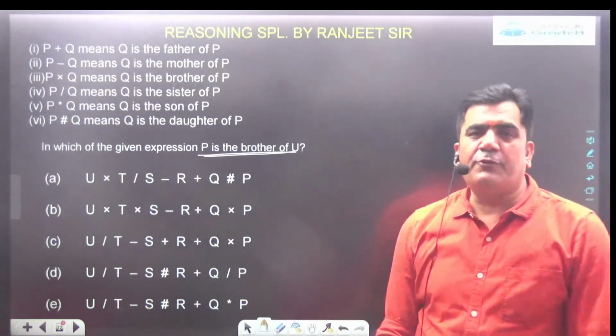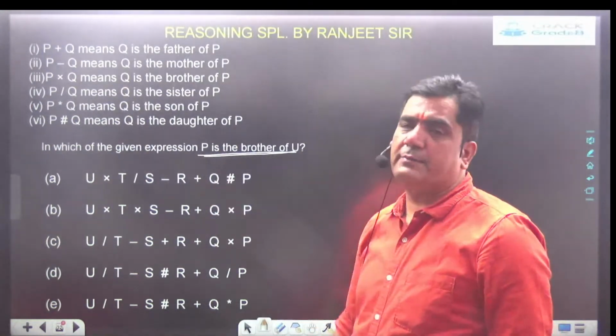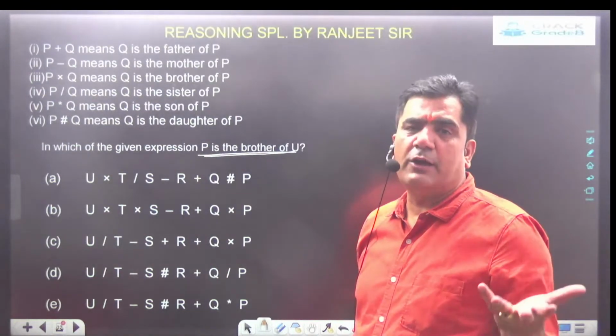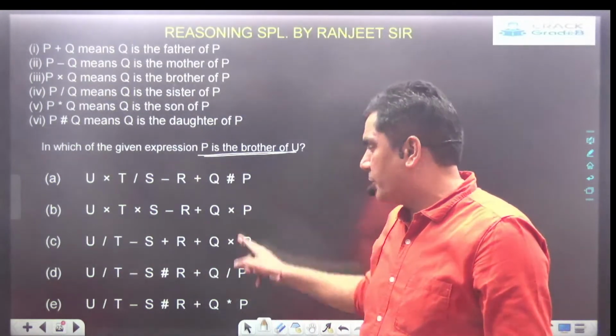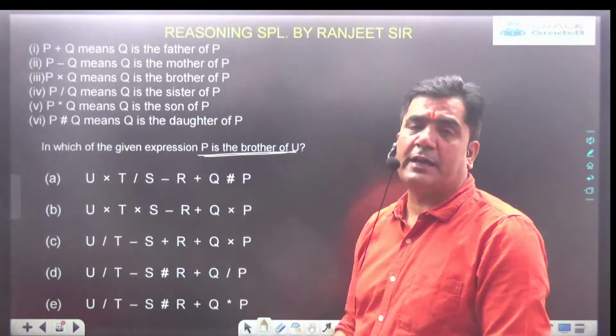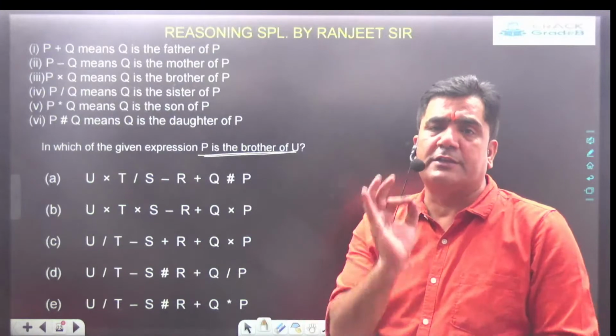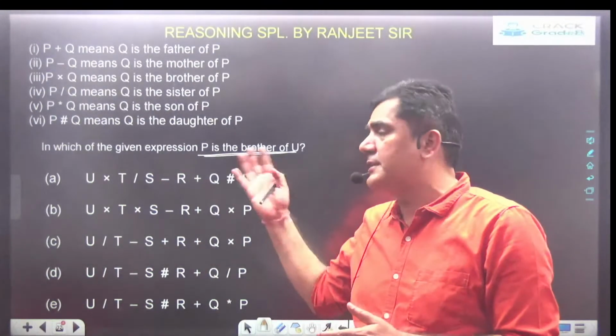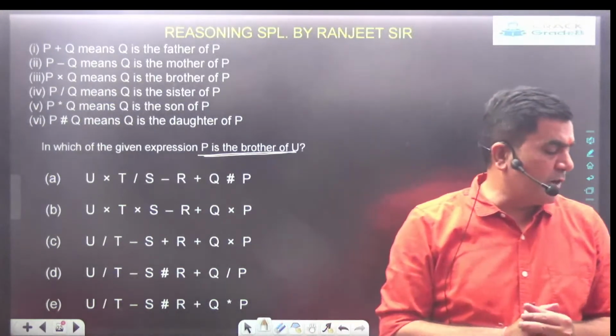Now just see, if you want to plot the family tree of each of them, that is obviously not possible. You can't plot the family tree of each and every option in the exam. Because if you go by the options, this problem will take a minimum of 10 minutes in the exam. And obviously we can't spend 10 minutes on any question in your examination. So how to get the answer for this one?